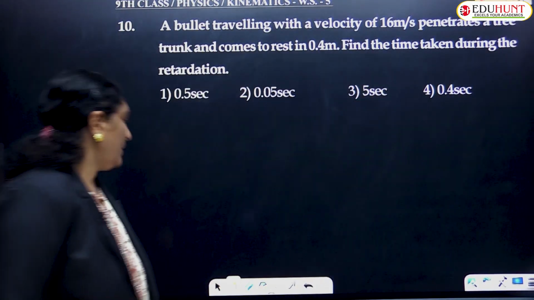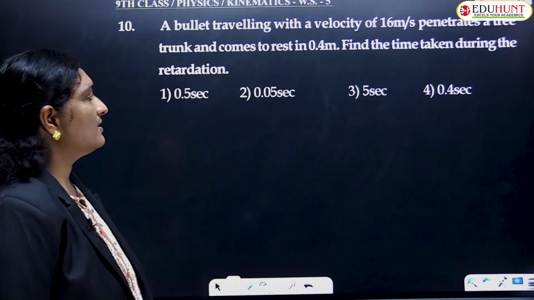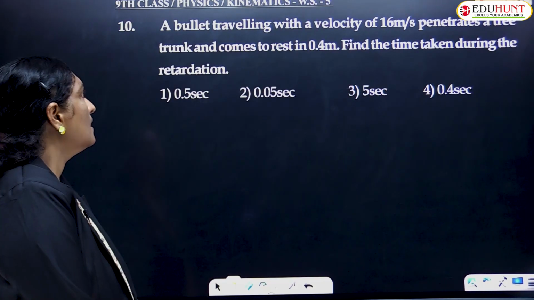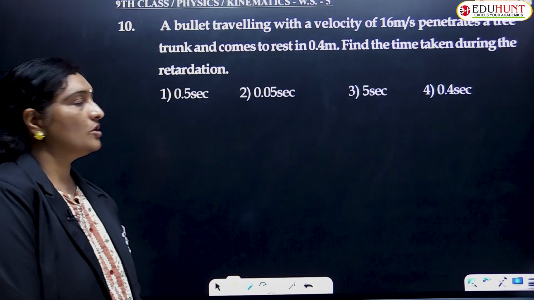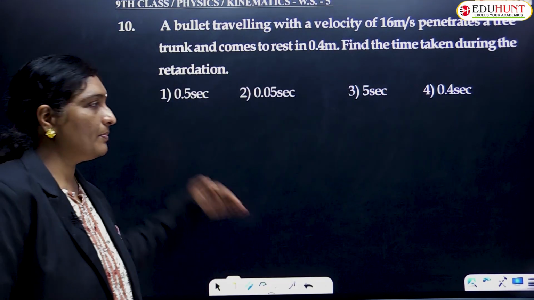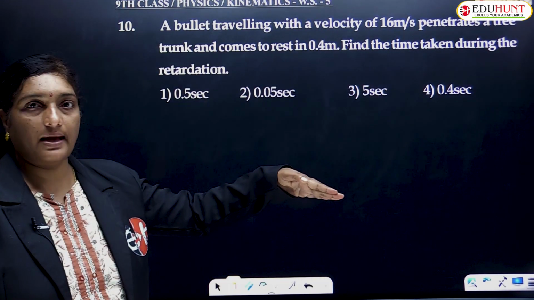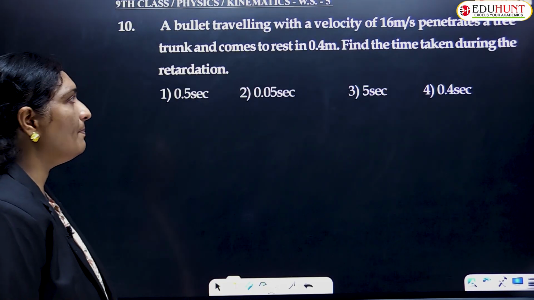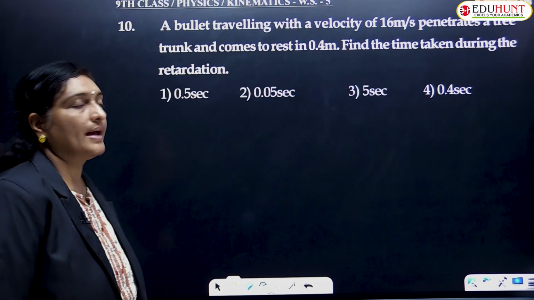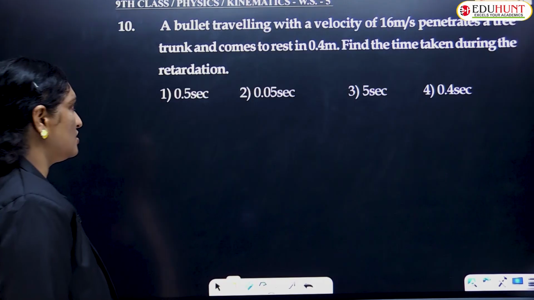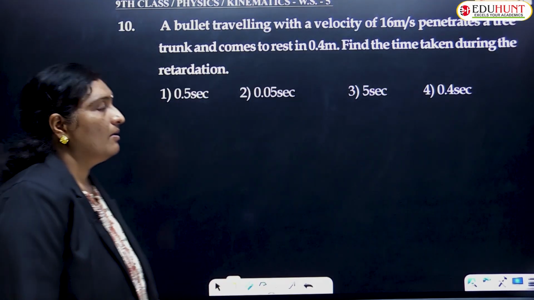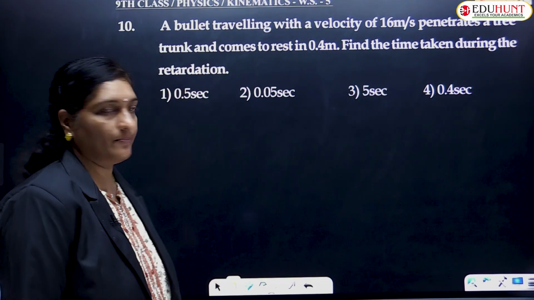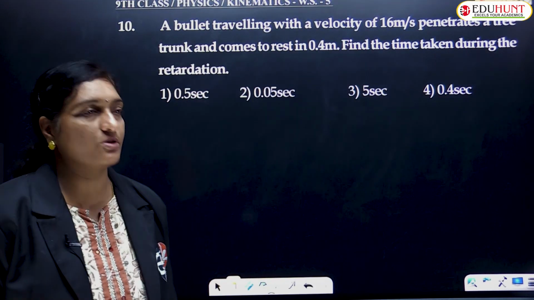Okay. Well, a bullet traveling with a velocity of 16 meter per second penetrates a tree trunk and comes to rest in 0.4 meters. So a bullet is there, it is embedded into the tree trunk, and finally it stops after traveling 0.4 meters. You are asked to find the time taken during the retardation. So there is no direct formula between V, U and T because acceleration was not given, children. Okay, though distance was given, acceleration is not given.